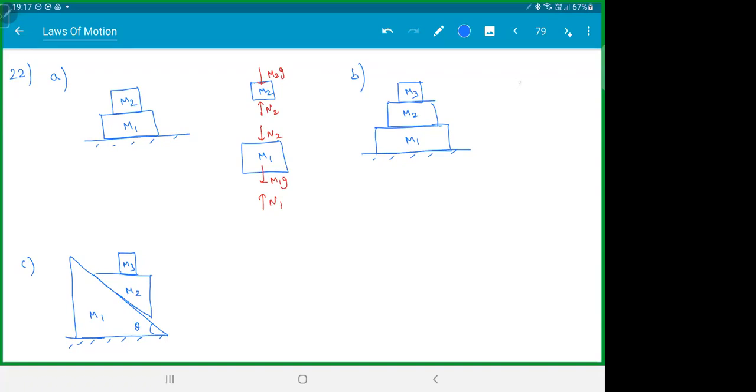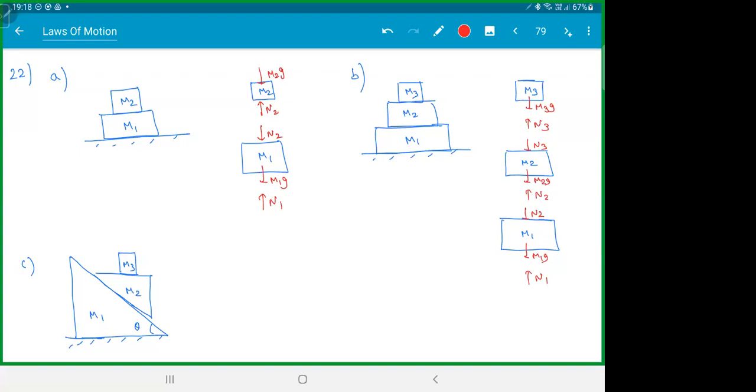Look at this guy. Your own weight, normal reaction. N3 is the interaction between M3 and M2. Your own weight, and N2 is the interaction between these two. N2, your own weight, and N1. Please check.